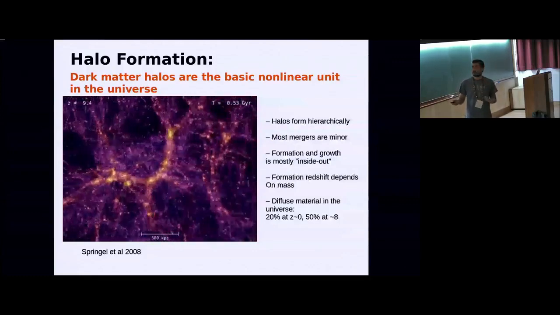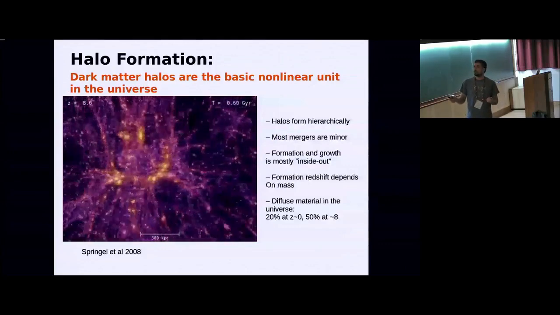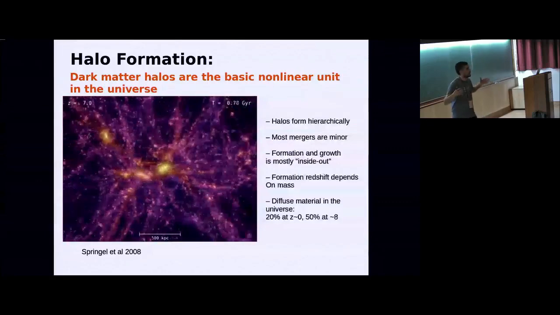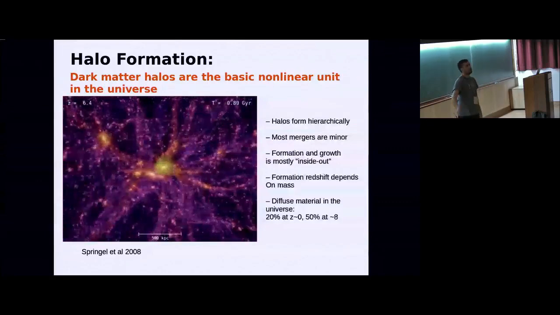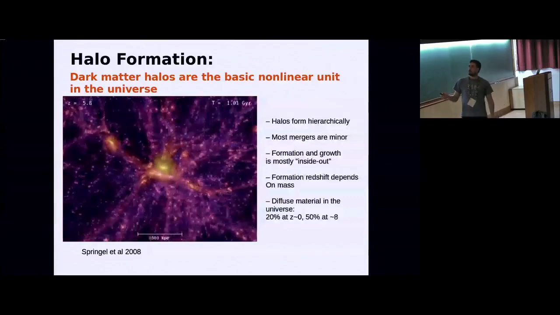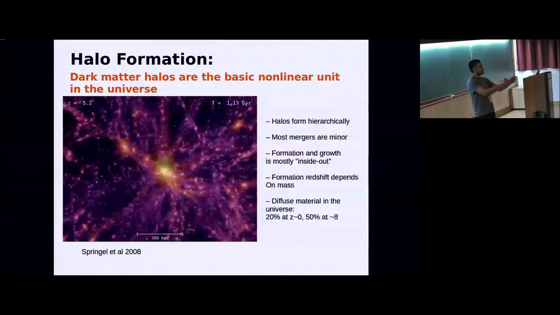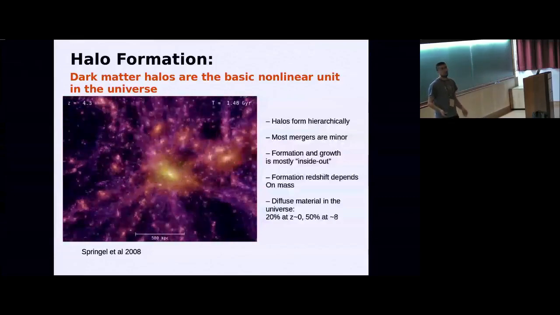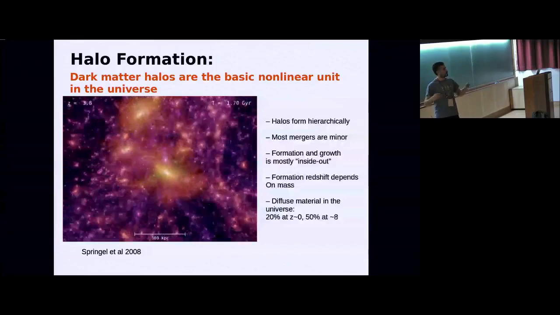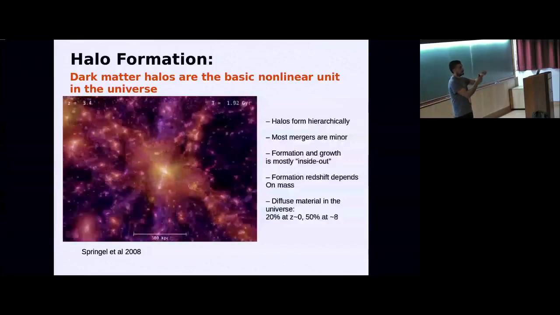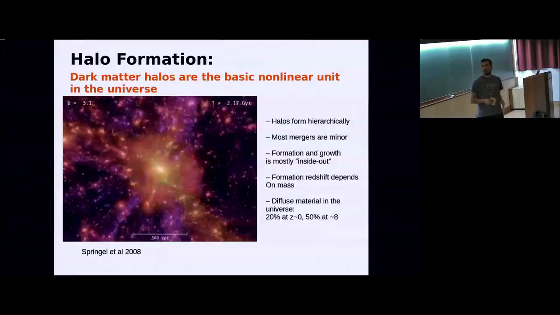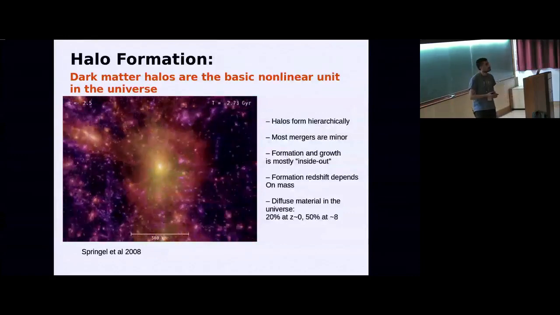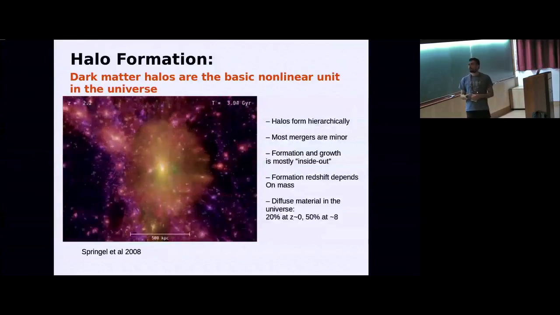the growth proceeds hierarchically, meaning that these small structures will merge and form larger halos, and these larger halos will merge with other large halos and form even larger structures. So the growth is mostly inside out. It means that the inner parts of halos form first, and the outer parts are accreted later on. This happens almost all the time, except in major mergers, which are the only situations where you have a real mix of material. But major mergers are very rare; they don't happen very often.